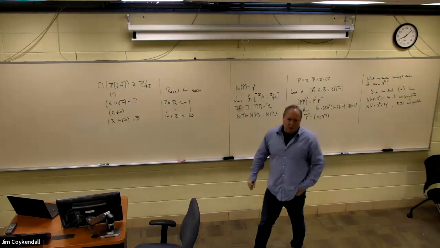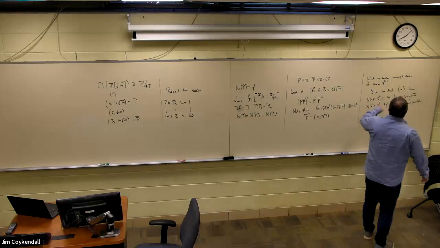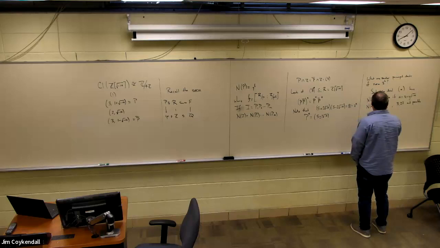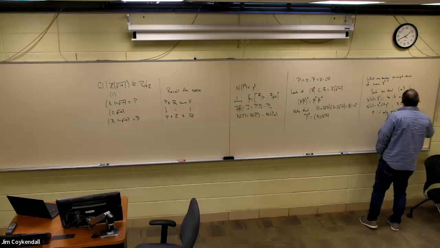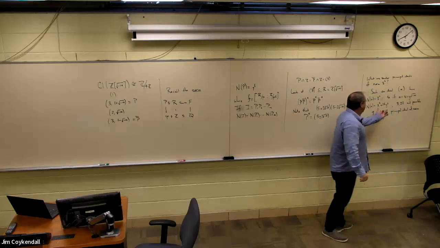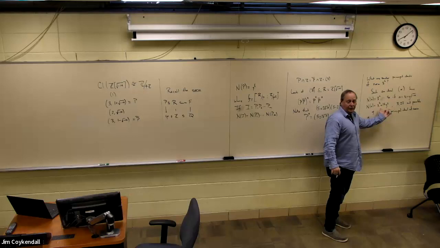So the only possibility for smaller norm principal ideals is 9, and only 9. The only solution to this that has norm 9 is x equal to plus or minus 3 and y equal to 0, and that means the principal ideal is just the ideal generated by 3. It's subsumed from 3 and minus 3.